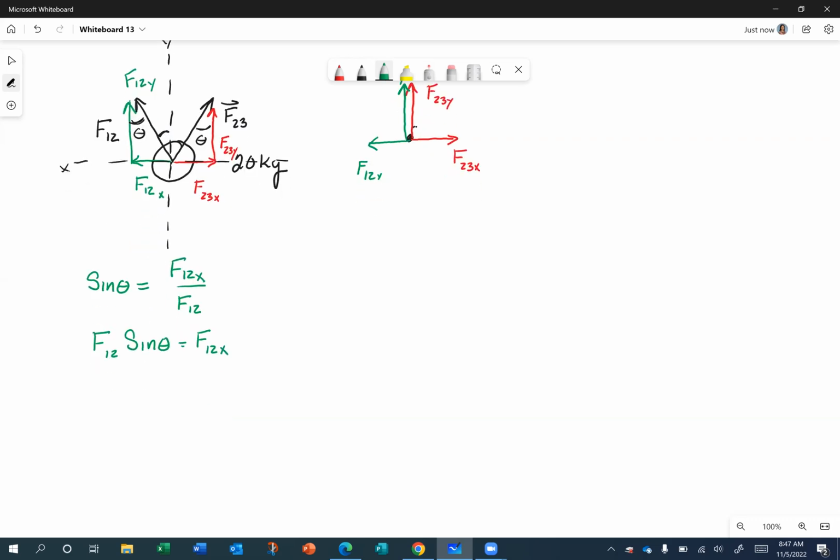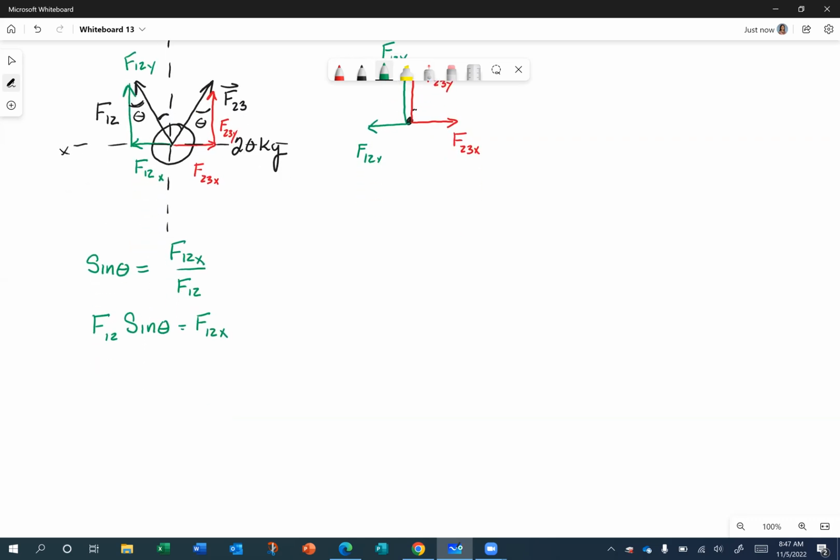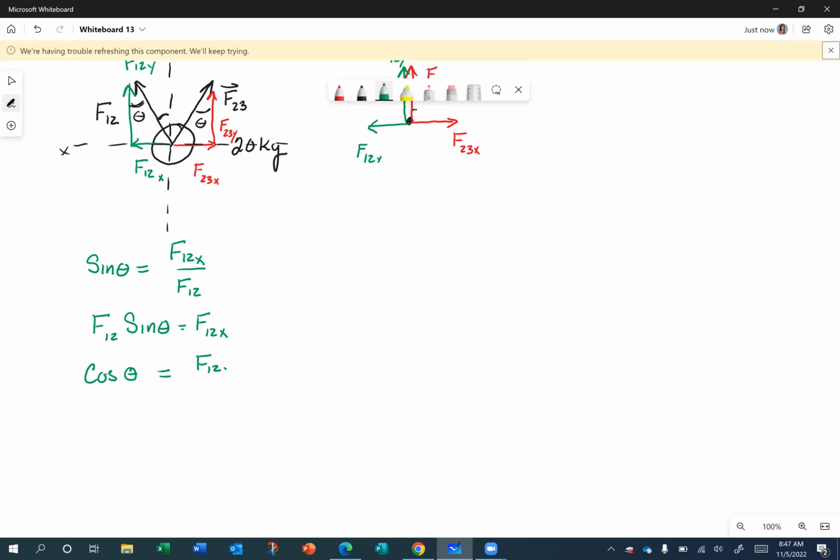At the same time, for the y component, it's the adjacent side. So that's going to go with the cosine function. Cosine theta. So f(1,2) cosine theta is equal to f(1,2)y. So again, you're just going through a routine of solving things that you can solve for. We're going to set up our components.